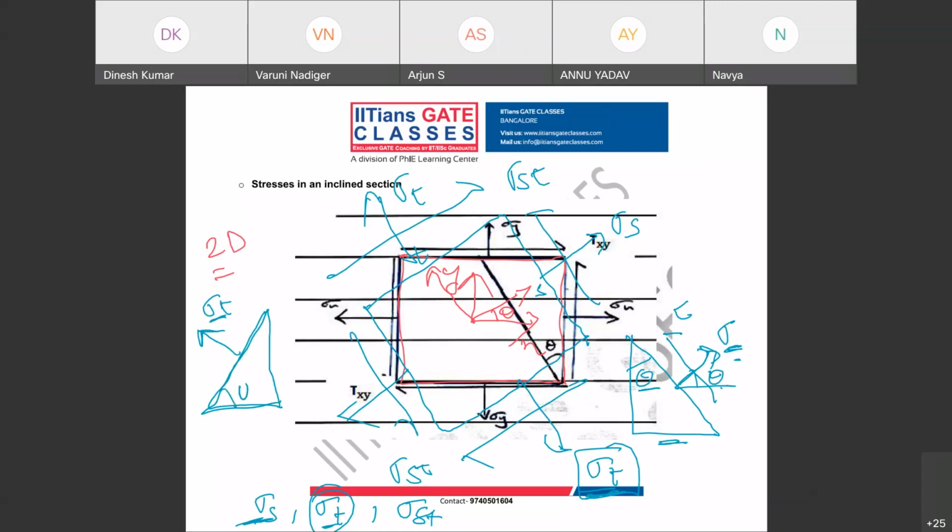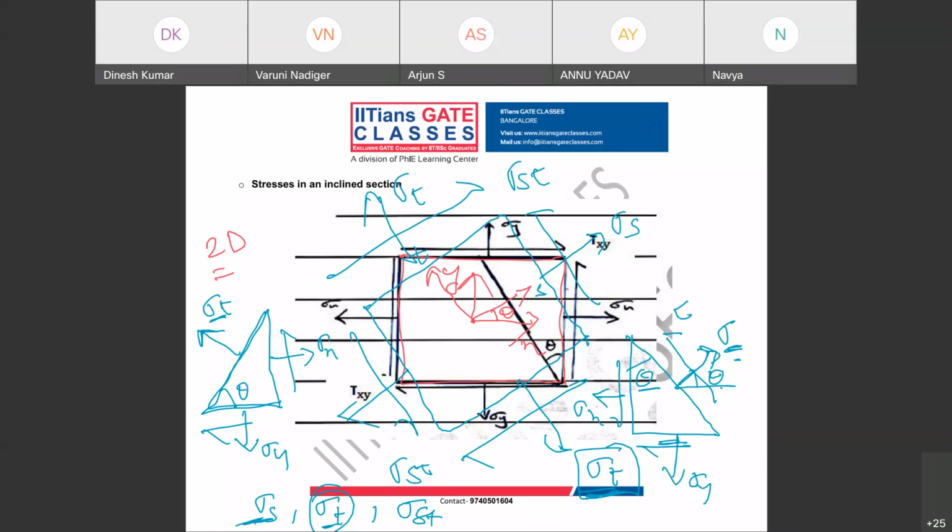And you know already this angle will be theta. And these are your sigma X, sigma Y, and these are the corresponding shear. Here also, this is sigma X, this is sigma Y, and this is the corresponding shear. So guys, you are understanding what sigma S and sigma T are now? Is it clear? You can see these are your normal stresses on two perpendicular planes.